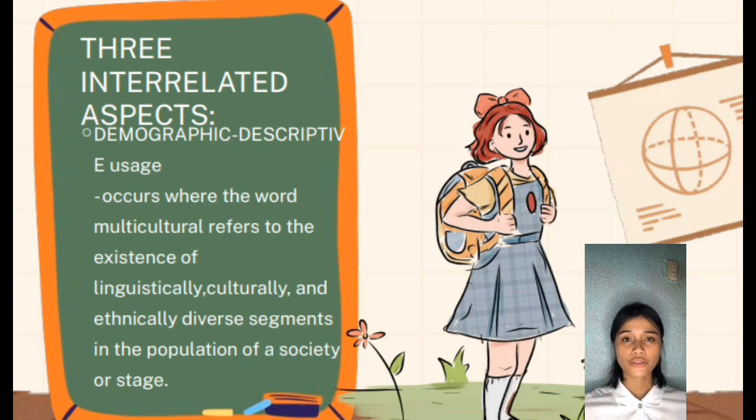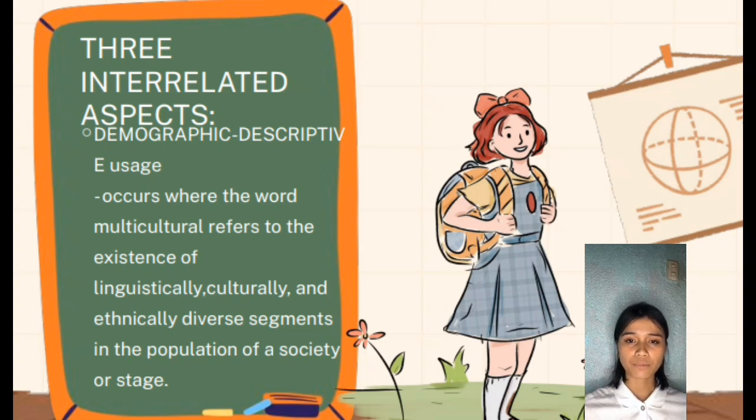There are three interrelated aspects. First is the demographic descriptive usage. This refers to the existence of linguistically, culturally, and ethnically diverse segments in the population of a society or region. It's a simple, factual description of who makes up the population.